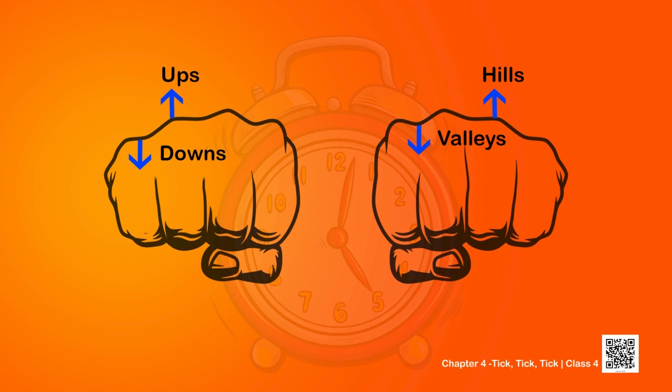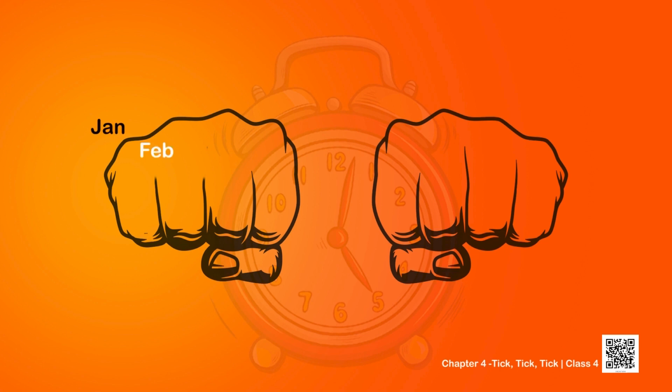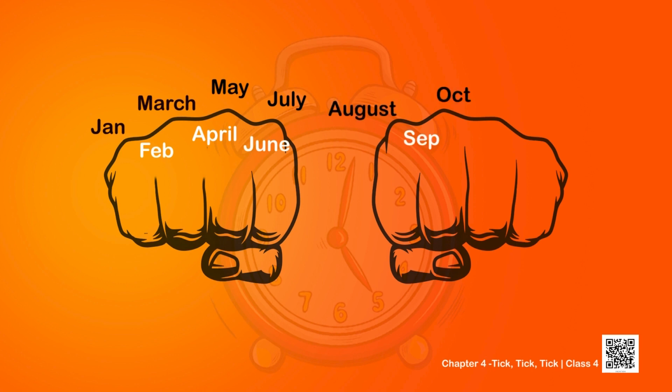Okay. Now, let us assign the month's names for these hills and valleys. Shall we start? Okay. January, February, March, April, May, June, July. Okay, this is over. Now, we will move on to the next hand. July was over. Now, August, September, October, November and December.